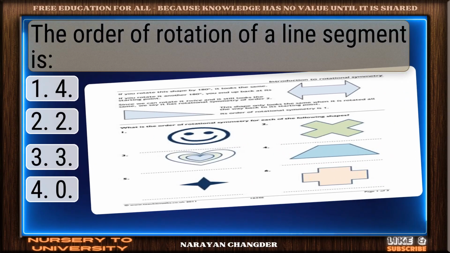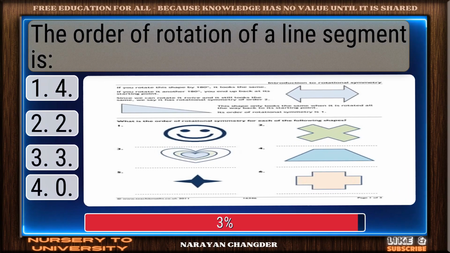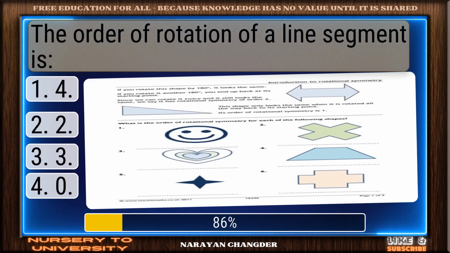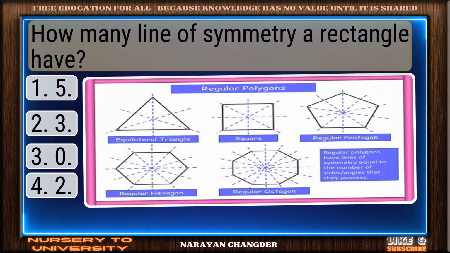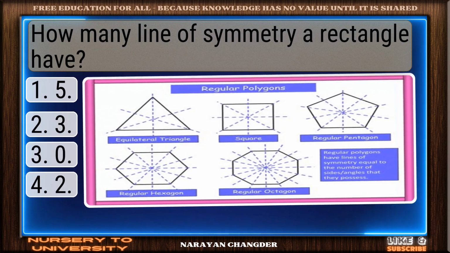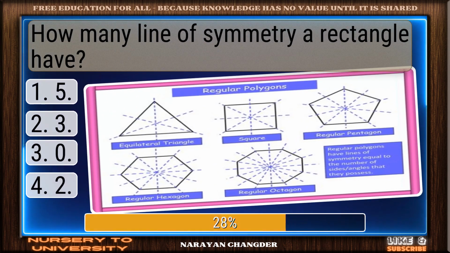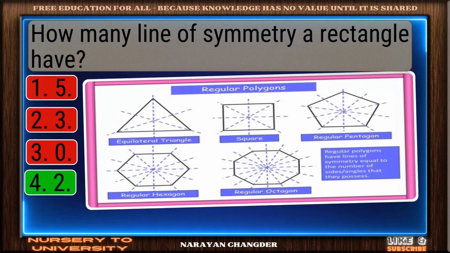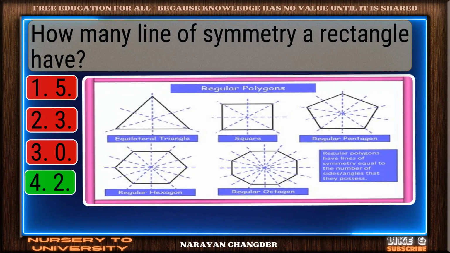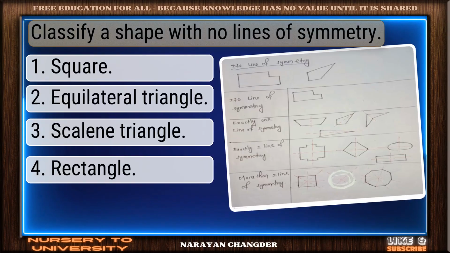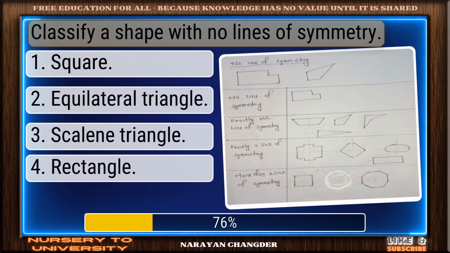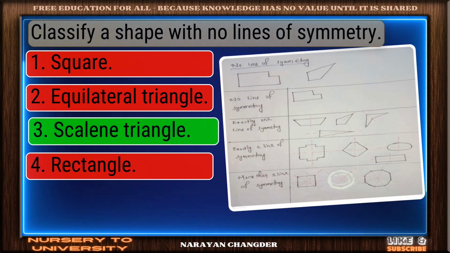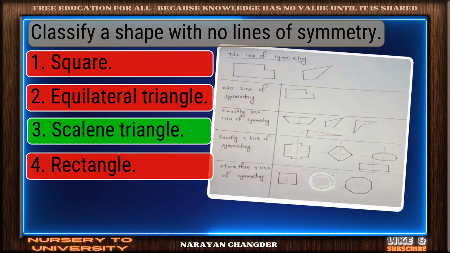The order of rotation of a line segment is dash. Well reasoned. 4 is the correct choice. How many lines of symmetry does a rectangle have? Nicely done. 2 is a solid answer. Classify a shape with no lines of symmetry. Solid response. Scalene triangle is a valid choice.